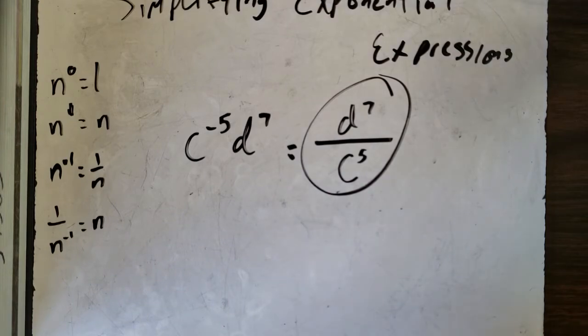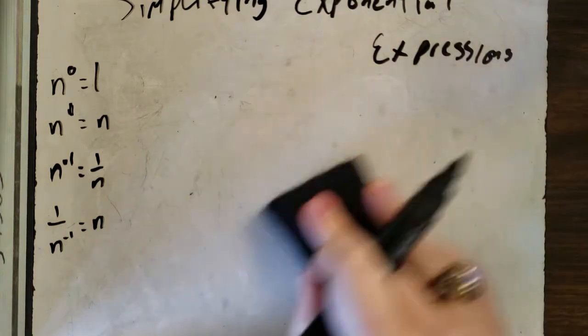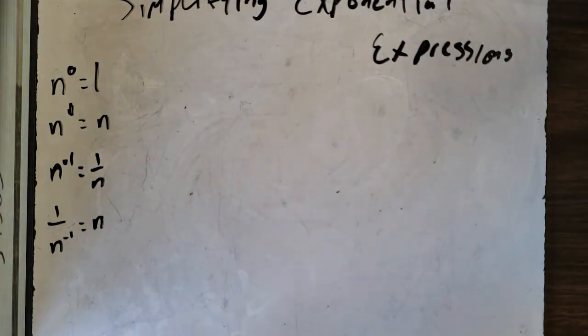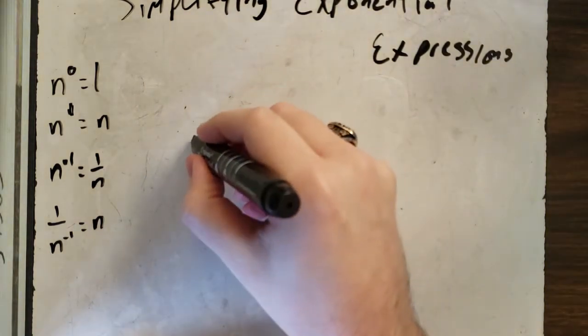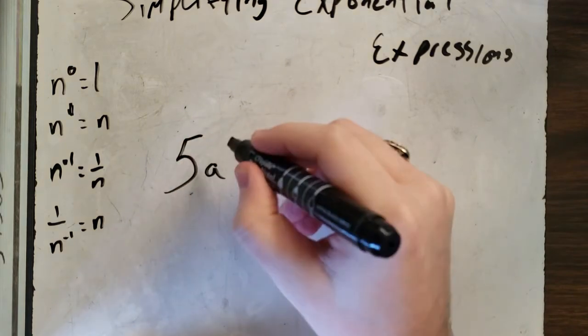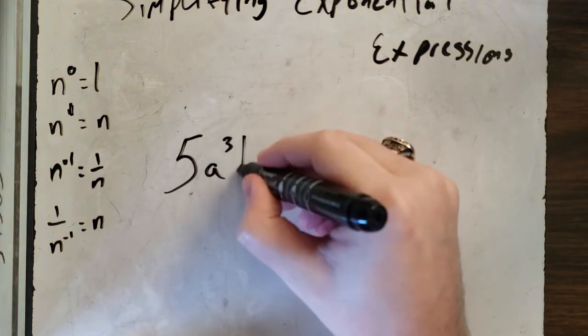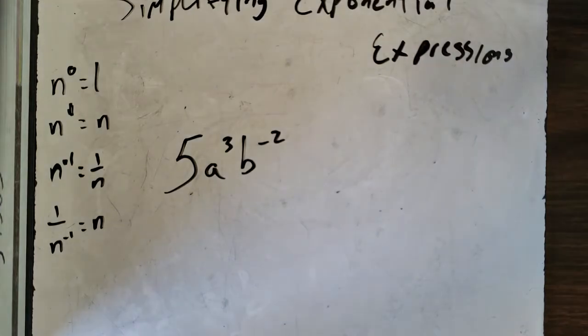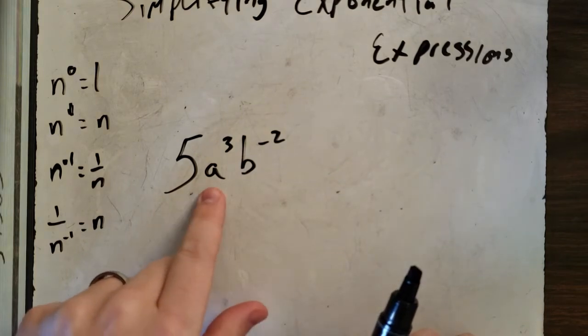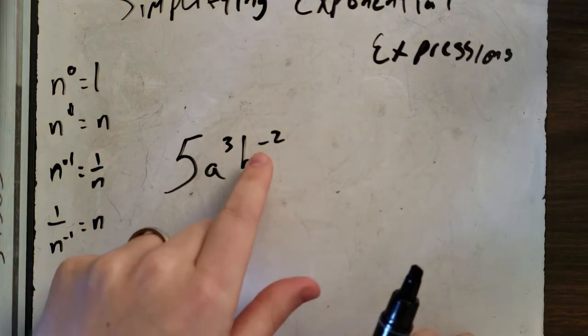Let's try one more. Well, let's try a few more. Let's do 5a^3 b^-2. Okay, so we have three things going on here. We have our 5, we have our a to the third, and our b to the negative second.